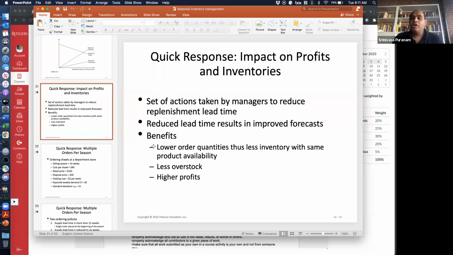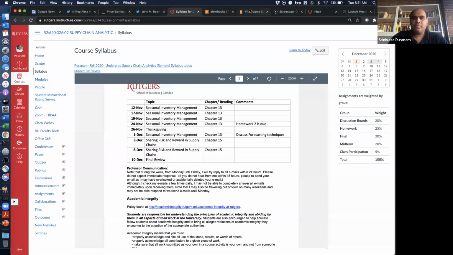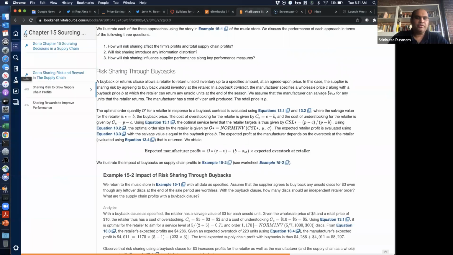But what if you didn't have to place just one order for the whole season? What if you could place multiple orders in a season? We look at the example of placing two orders in a season, and the extension is similar, but usually even for long seasons, people don't place more than two, maybe three orders, even if they have the time. So let's look at an example. I'm going to move over to the textbook. I have the online copy of the textbook right here.